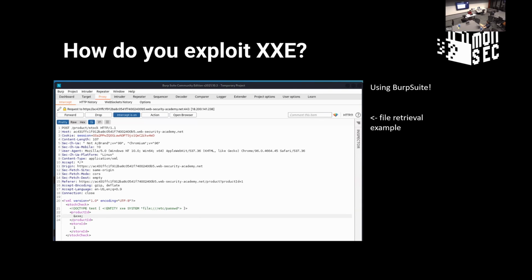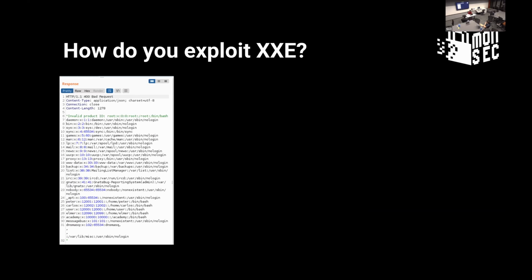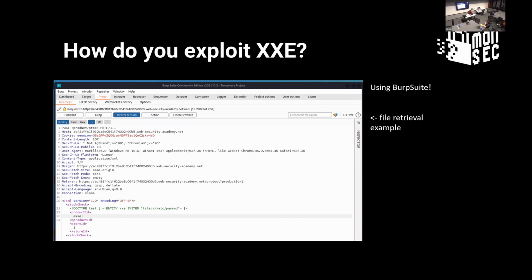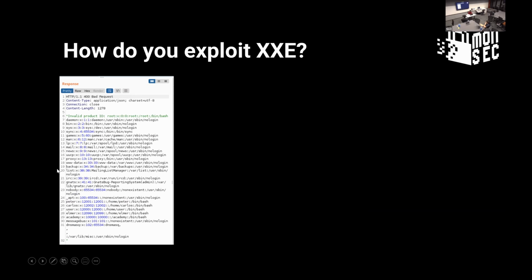So how would you exploit XXE? Typically, you use Burp Suite. This is an example of how you do it. I will do the demonstration later. And the example response, if you have a file retrieval injection here, is that what you will receive is the contents of the file you referenced in the entity.